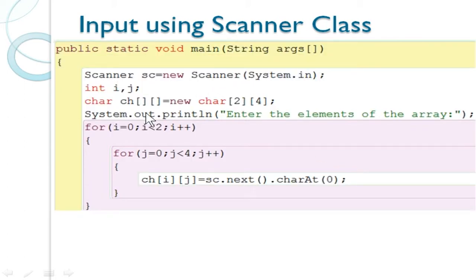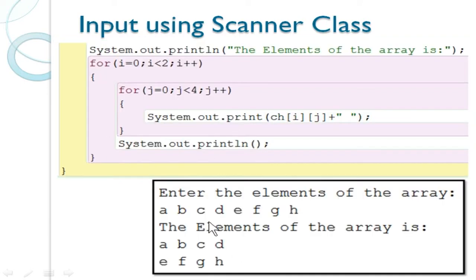Next is the same program, but using a character array. Other things are the same. For input you have to use ch[i][j] equal to sc.next().charAt(0). So it will take the characters one by one and display them. Here you can see that you have 2 cross 4 elements, so it will be 8 elements, that is, 8 tokens, that is, characters will be accepted and displayed.